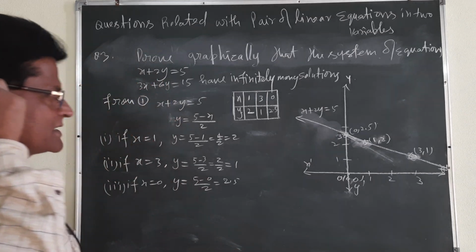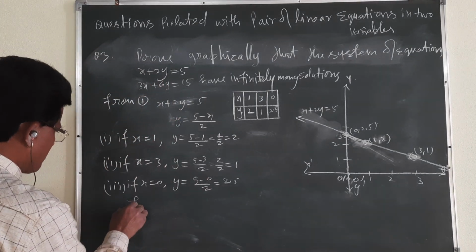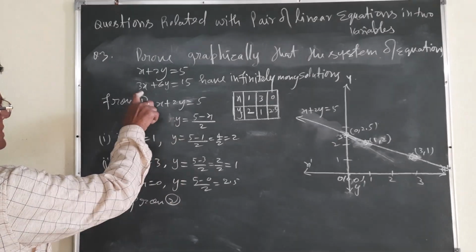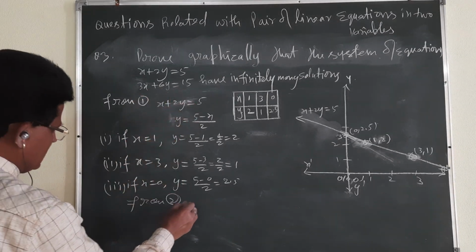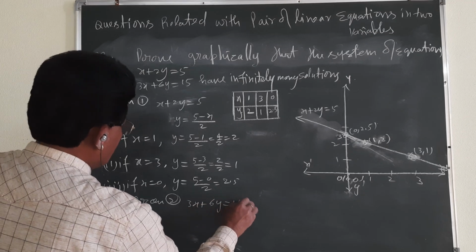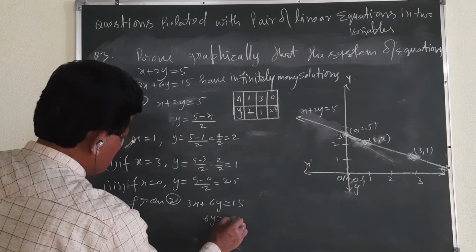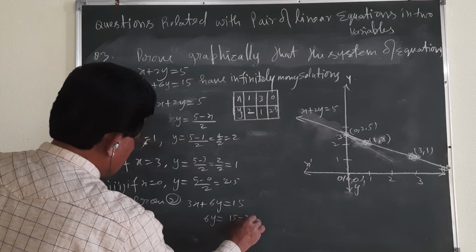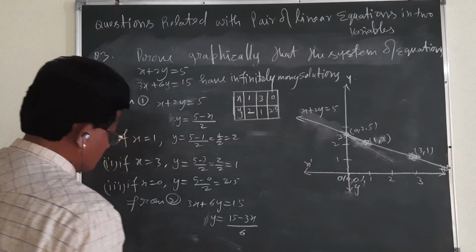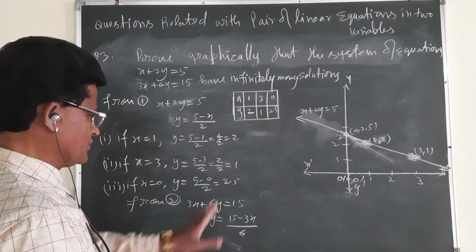Okay, next you will draw the graph of the second line from equation 2. The second line is 3x + 6y = 15. You solve it in the form of x: y = (15 - 3x) divided by 6. I am going to remove 6 from here. That is why we got the value of y in the form of x.